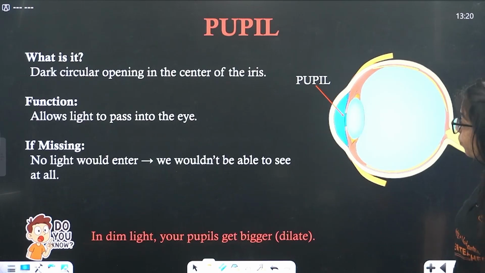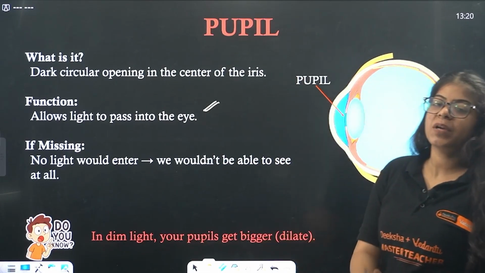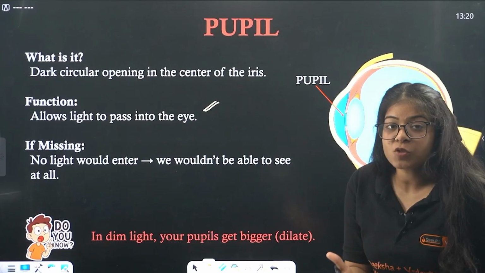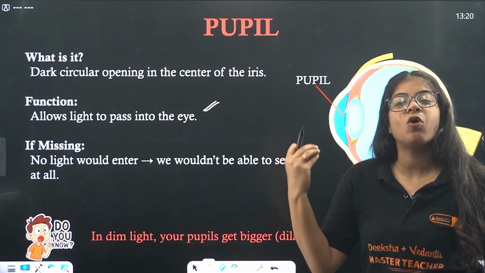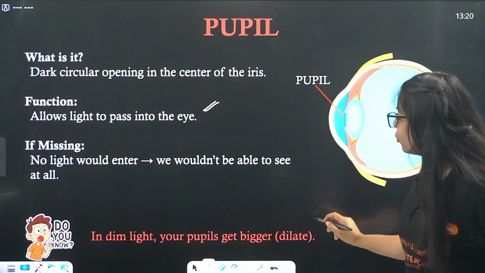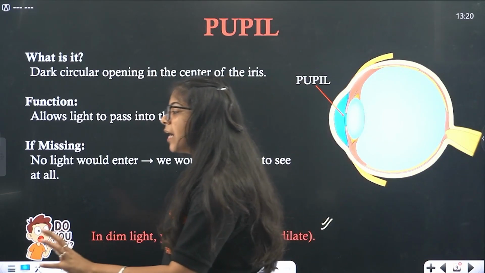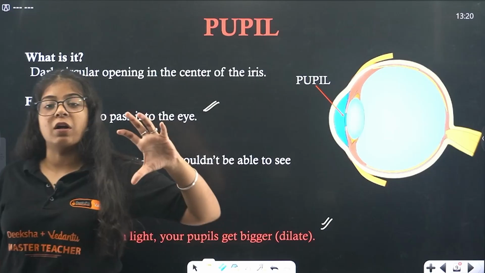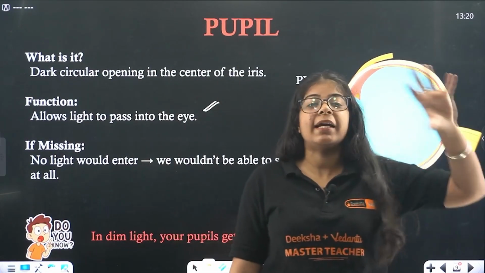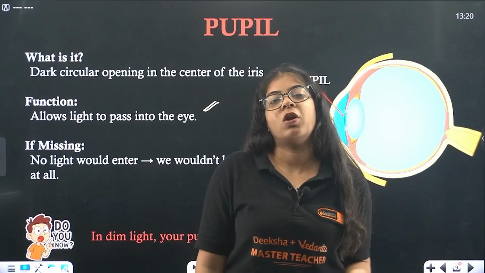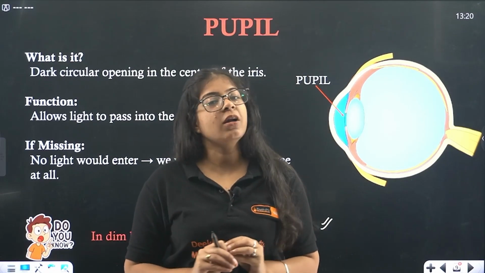Next beta, the pupil allows light to pass into the eye. That's the main function of the pupil. Now if it is missing, no light will enter, we wouldn't be able to see at all. Okay, so in dim light your pupil gets bigger. As we said, when we enter a dark area, your pupil will get bigger. When we enter a sunlit, well lit area, your pupil will get smaller to adjust to the intensity of light that is entering your eye.